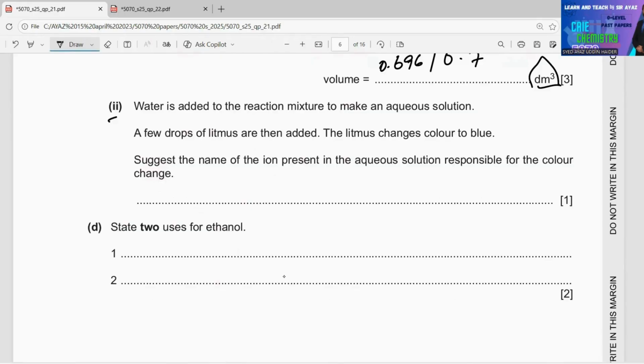Part 2. Water is added to the reaction mixture to make an aqueous solution. Drops of litmus are added and the litmus changes color to blue. State the name of the ion present in the aqueous solution responsible for the color change. Blue indicates that it must be alkaline, and it's due to the presence of hydroxide ion. So you write hydroxide here.